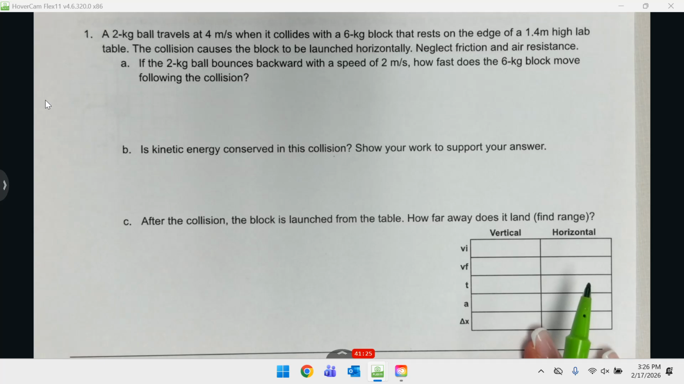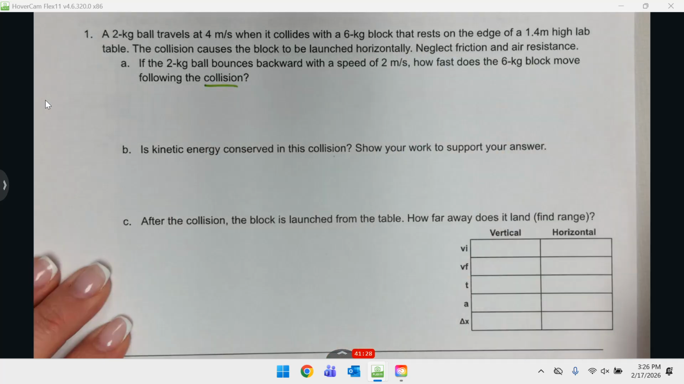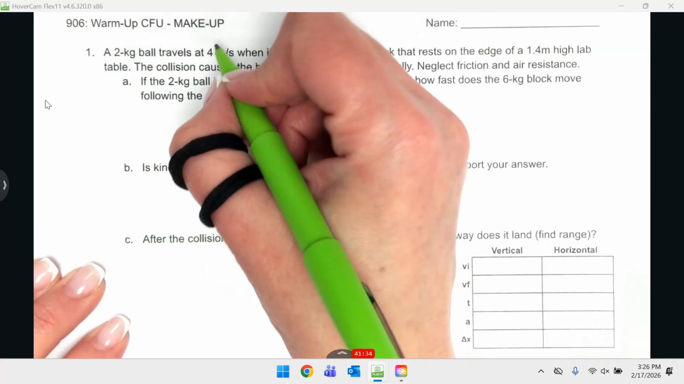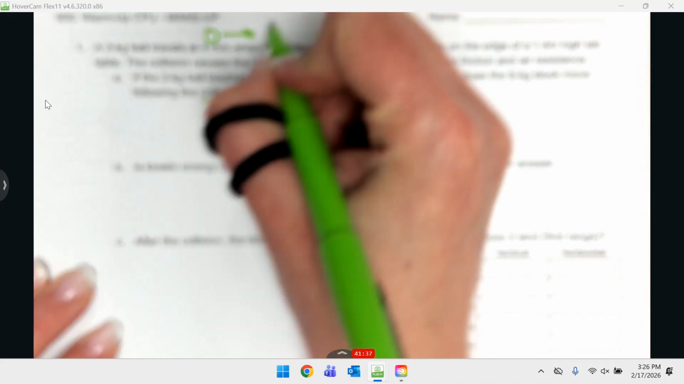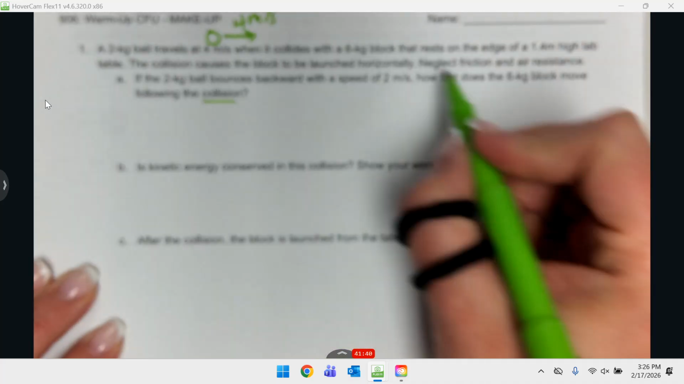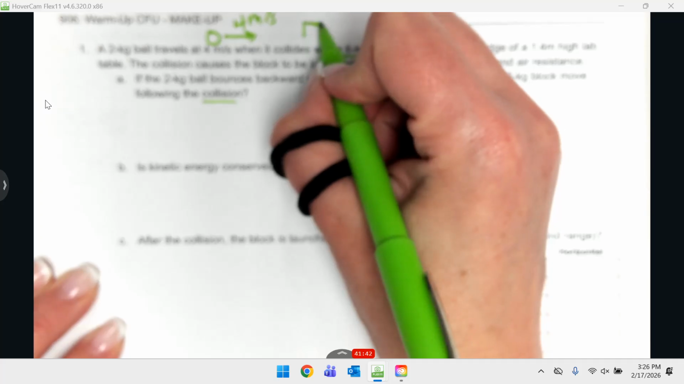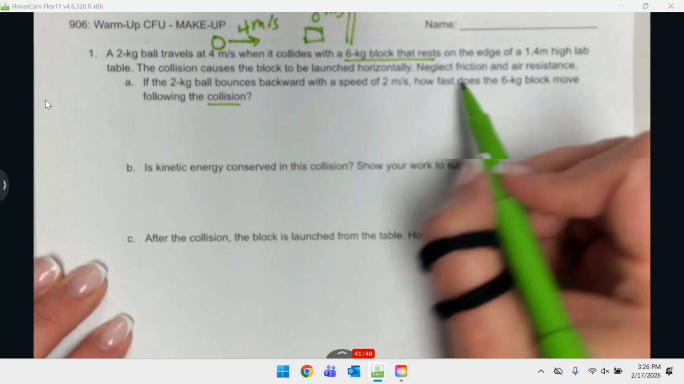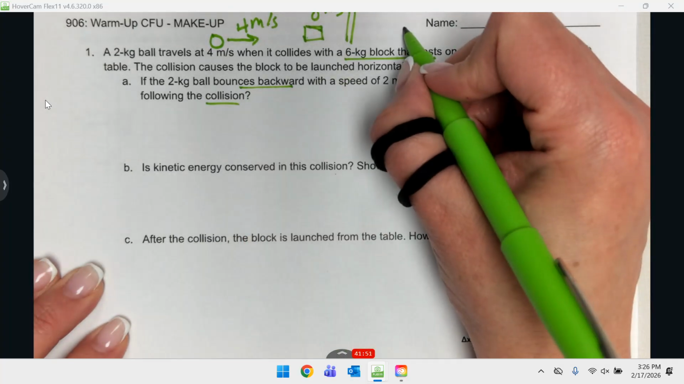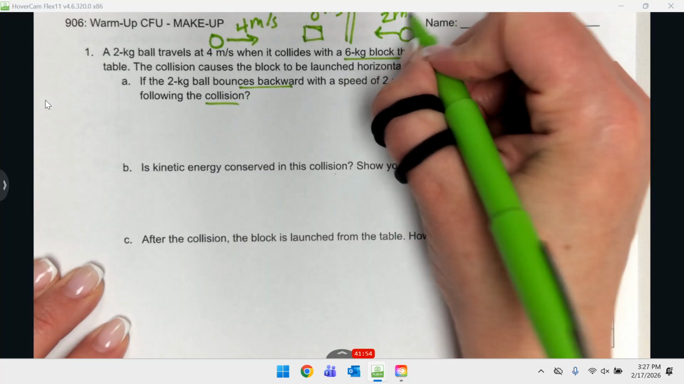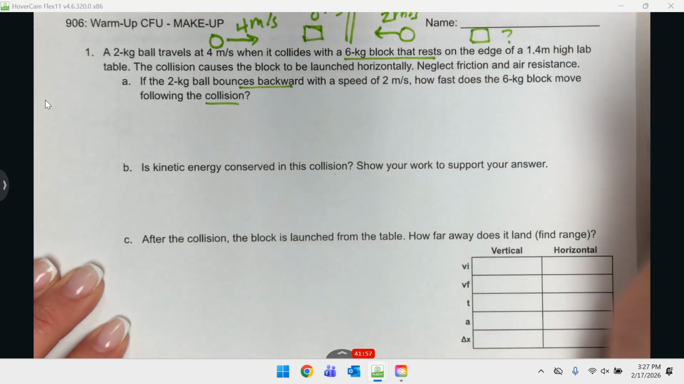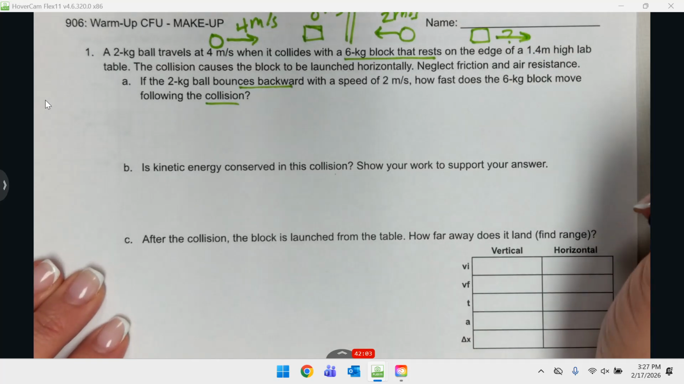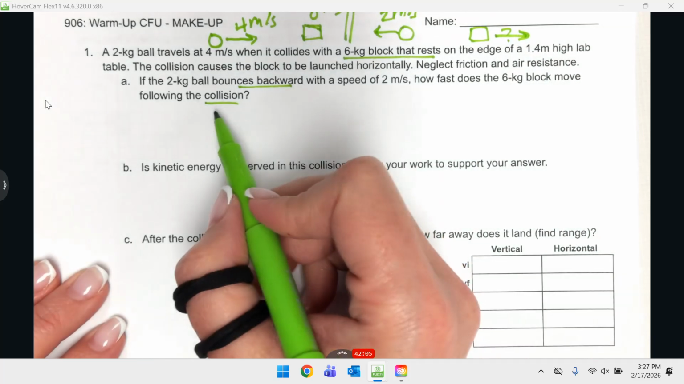So we're dealing with a collision here. So when we have a collision, we're going to analyze it in terms of momentum. A picture would also be helpful. So before the collision, we have this ball moving at 4 meters per second when it collides with the block at rest. And then after the collision, the ball bounces backwards. So the ball is now going this way at 2 meters per second. And the question is, what is this doing? I know it gets launched off the edge, so I do know it goes that way. So anyway, let's go ahead and take a look at how we solve this.